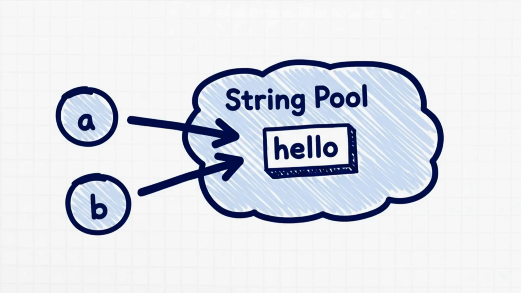This is the string pool in action, and it's brilliant. Since strings are immutable, the JVM is smart. It says, hey, I already have a "hello" string sitting in my special pool of strings. I don't need to waste memory creating another one. I'll just make both a and b point to that same single object. It's a fantastic way to save memory.